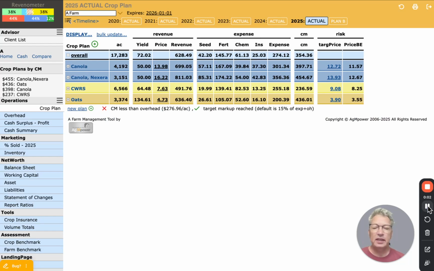Hi. To give you a sense of our software, I'll go through some of the highlights. We'll start with the crop plan page. This is the summary view and it gives you an overall look at your cropping intentions.